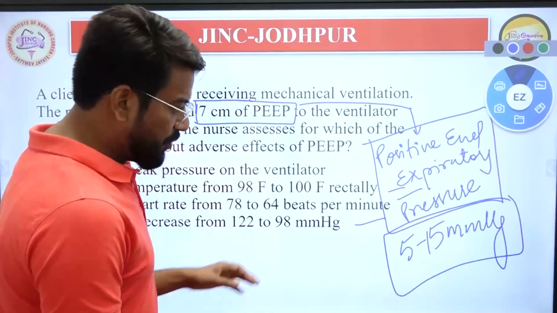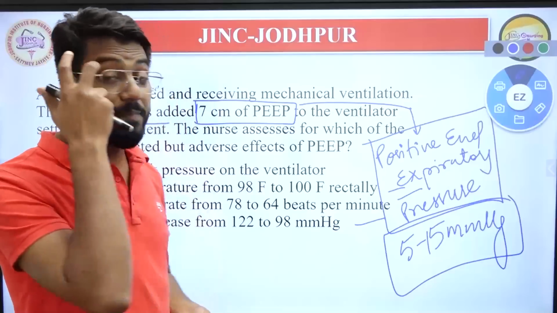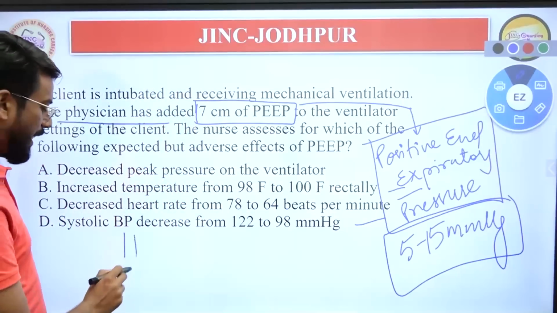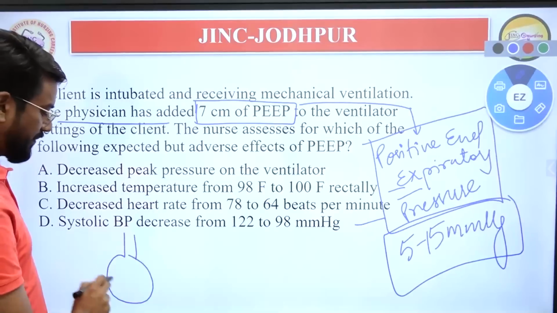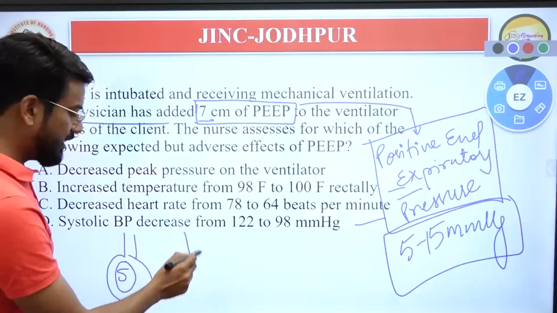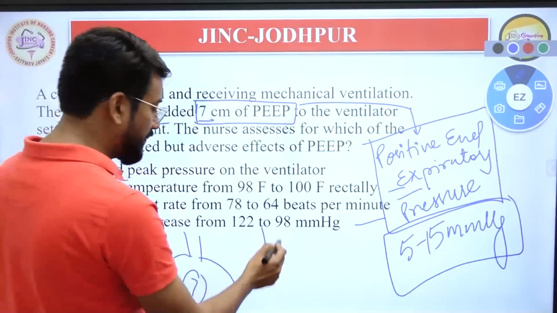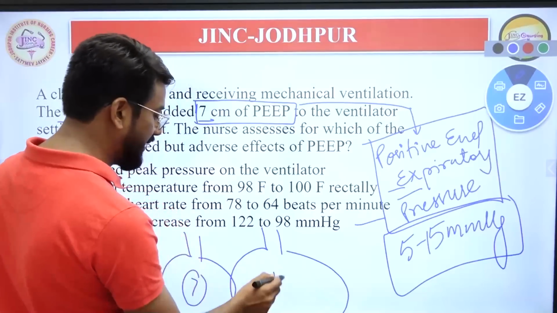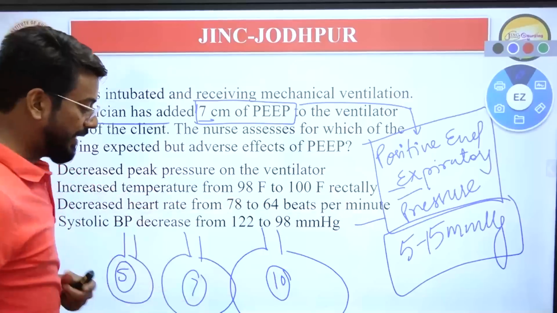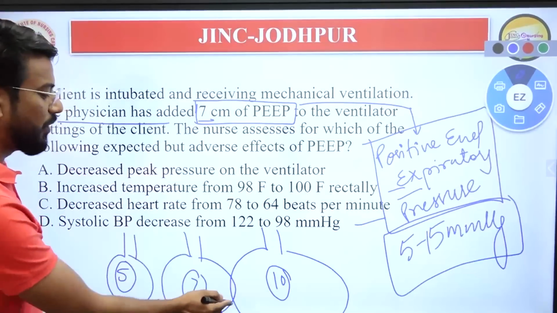Now if you increase the value above 5, if you start increasing the PEEP pressure, what happens? At 5 mm of Hg, the alveoli is like this. When you increase it to 7, the alveoli is more dilated, and if you keep it at 10, it will be more and more dilated. So when we increase the PEEP, the alveoli will be more dilated, and the accumulation of blood will be more and more.